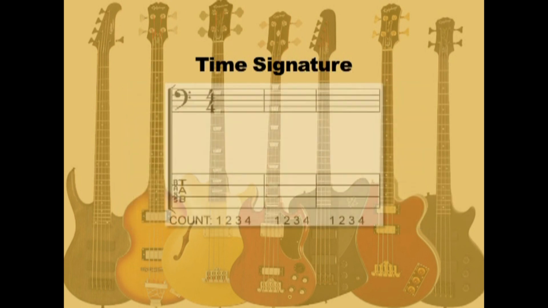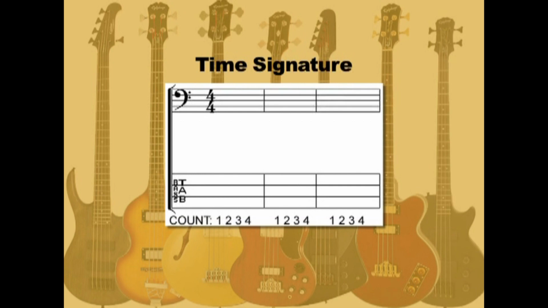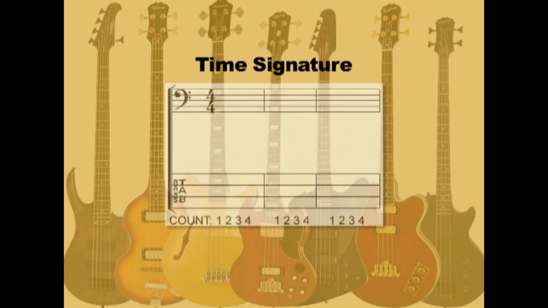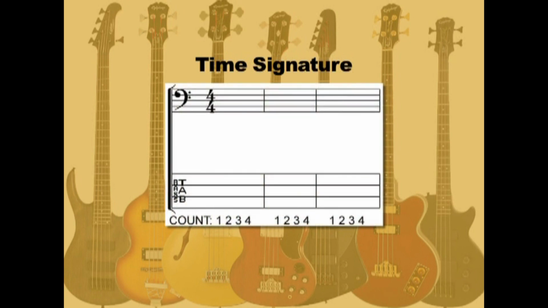For example, in 4/4 timing, each measure equals 4 beats. In 3/4 timing, each measure will equal 3 beats. In 2/4 timing, each measure will equal 2 beats. The most popular time signature is 4/4 timing. 4/4 timing is also called common time and is sometimes identified with the letter C in the time signature. Another way to identify 4/4 timing or common time is to leave the time signature blank.